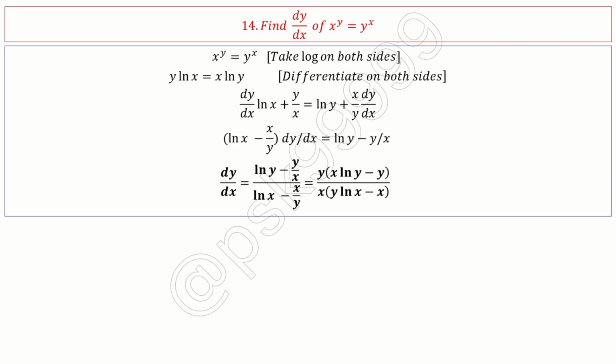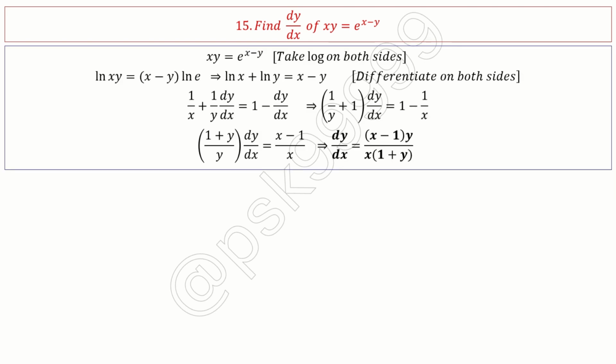So it will become y log x equal to x log y. So dy by dx into log x plus y by x equal to log y plus x by y into dy by dx. Now you take all dy by dx terms to one side. So I'll have log x minus x by y into dy by dx equal to log y minus y by x. So my dy by dx is nothing but y times x log y minus y divided by x times y log x minus x. Okay, next.